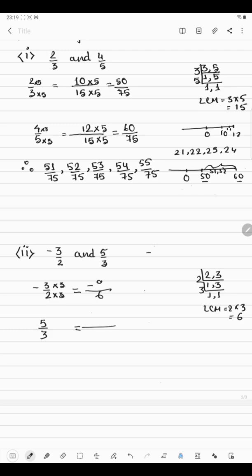So we are getting minus 9 by 6. Now here also we will have to make 6. Now 2 should be multiplied with the denominator to get 6, and the same number will be multiplied with the numerator also. This is called equivalent fraction. So this is 10 by 6.